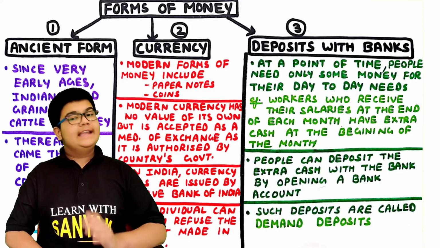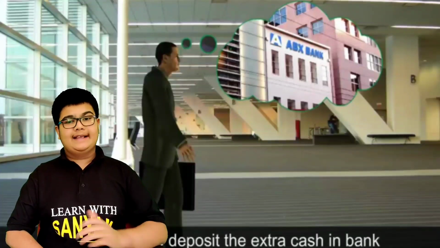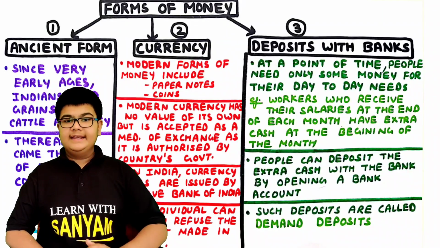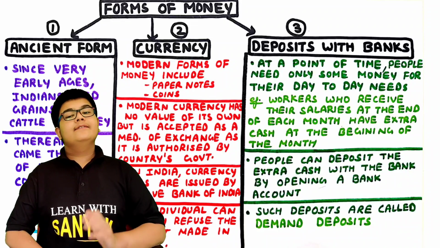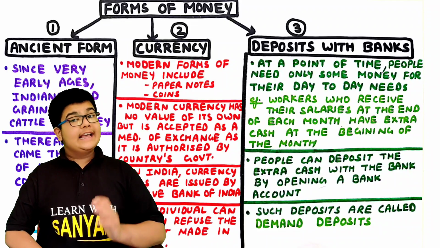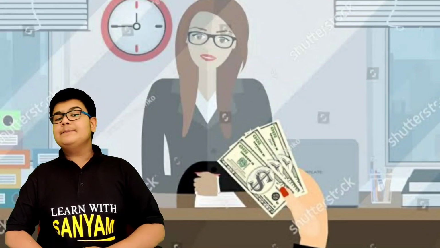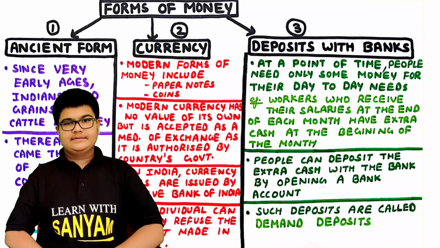The other form in which people hold money is in the form of deposits with banks. At a point of time, people need only some money for their day-to-day needs. For example, workers who receive their salaries at the end of each month have extra cash at the beginning of the month. The people can deposit their extra cash with the bank by opening a bank account. Such deposits are called demand deposits.